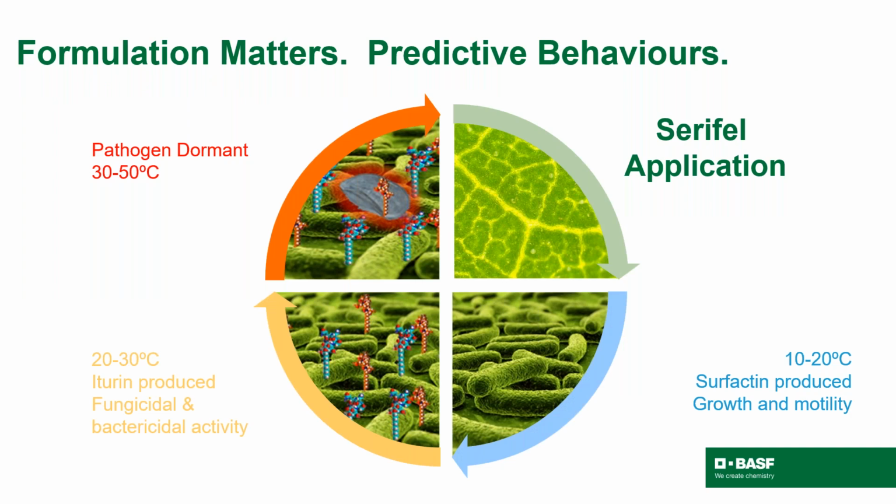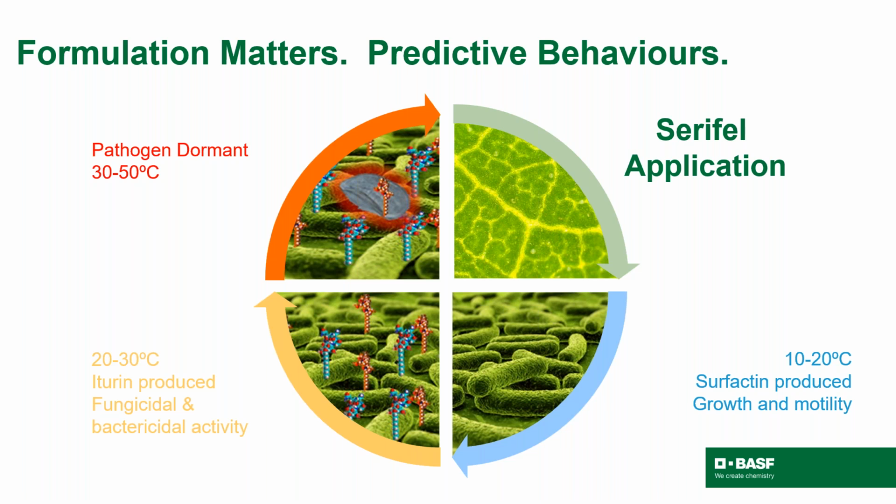So with what we have learned already about biologicals and their communication, we know that when you have the right metabolites working as nature intended, you have predictive behaviors. So you know how this will work as soon as it is applied to the leaf. This diagram shows those predictive behaviors of Serifel. So on the top right-hand side, Serifel is applied to the plant.